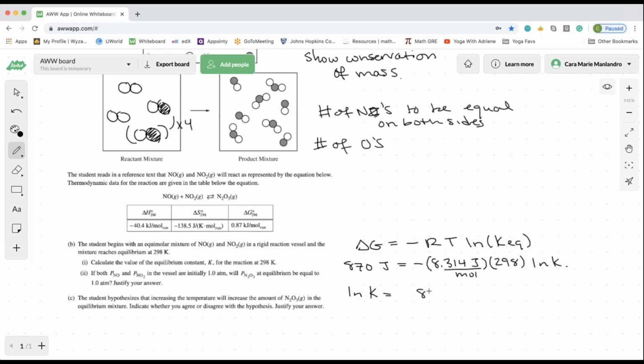ln of K is equal to 870 divided by negative 8.314 times 298. To get rid of the ln, I use the e. So K is equal to e to this thing. And when I do that, I get K is equal to 0.7. Is everybody okay with the calculation?